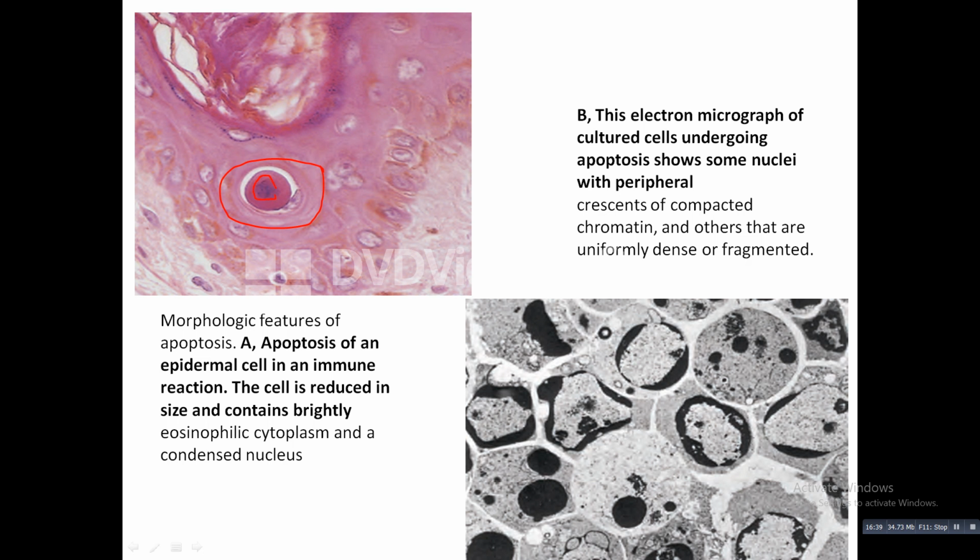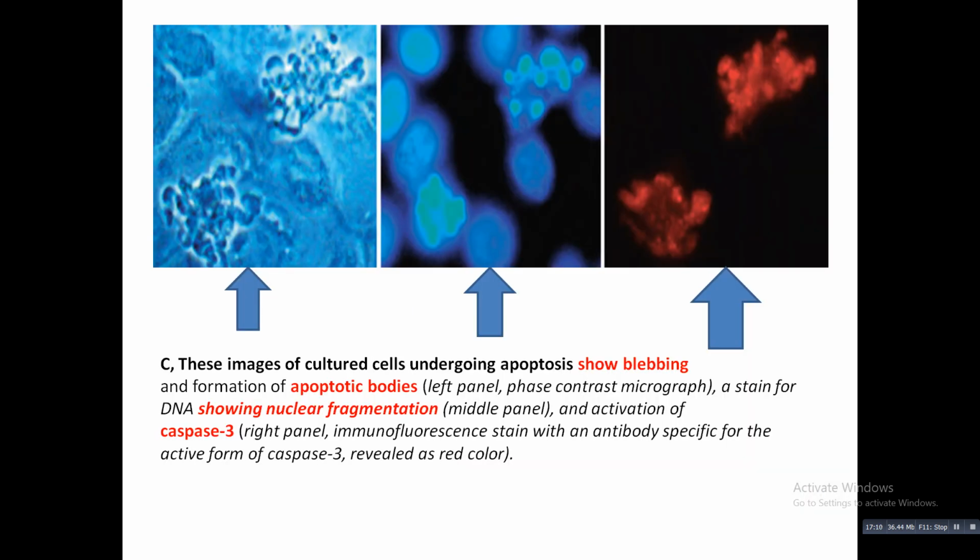Look at this other diagram, which is a diagram of electron microscopy. Look how the nucleus is forming crescents at some places. Look how at some places it is condensed, and look how at some places it is undergoing fragmentation, which is also characteristic of apoptosis. Looking at another diagram, this diagram is illustrating the formation of apoptotic bodies and also showing blebbing. This is a very good picture showing nuclear fragmentation, and this diagram illustrates the activation of caspases, which leads to apoptosis. This is caspase 3 activation leading to apoptosis.